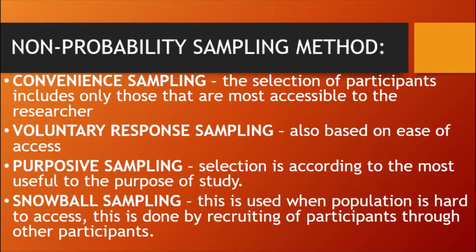And lastly, snowball sampling. This is used when the population is hard to access. This is done by recruiting participants through other participants. They find participants by asking their current participants, who will then suggest or recruit another participant.